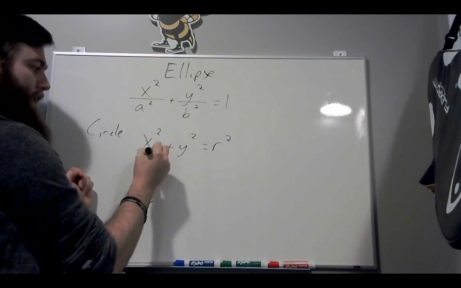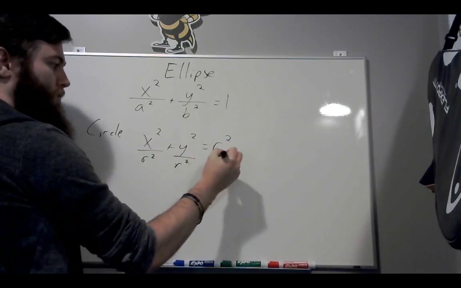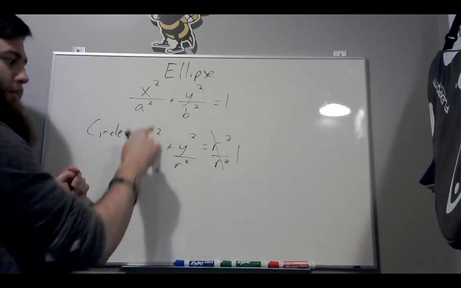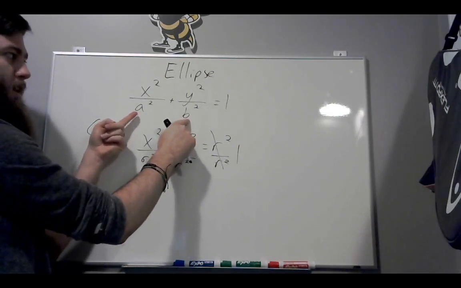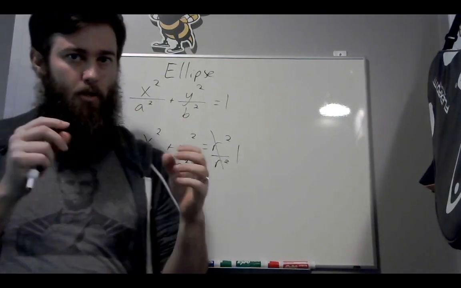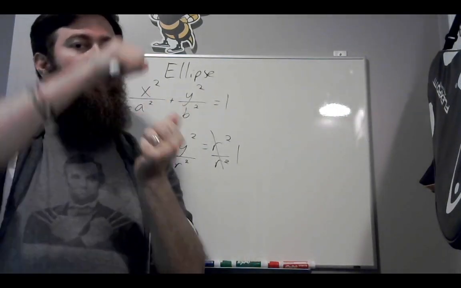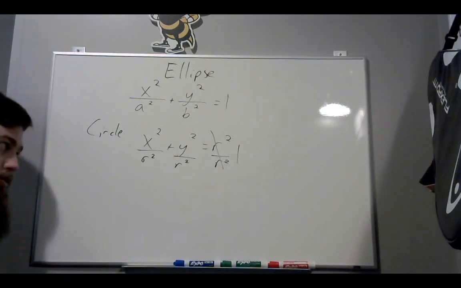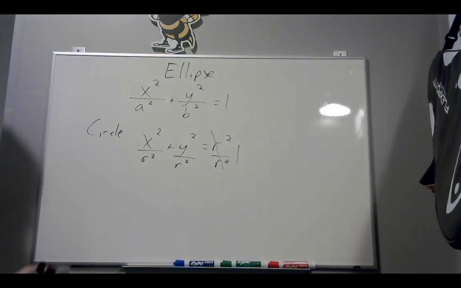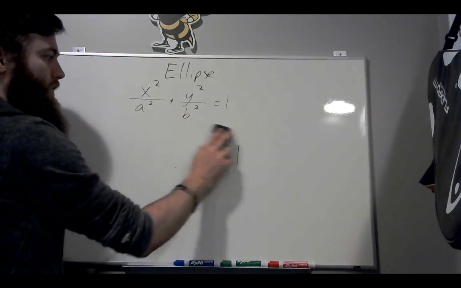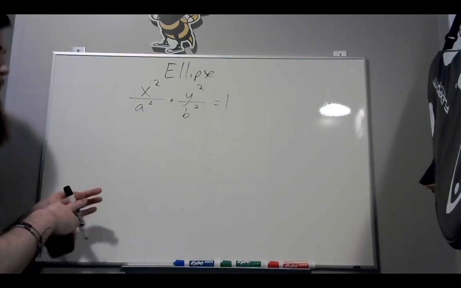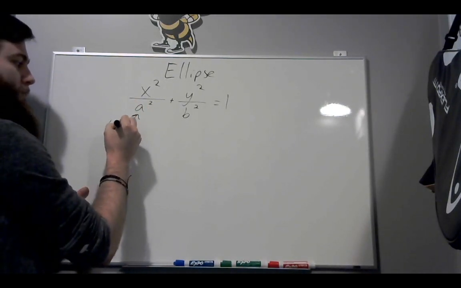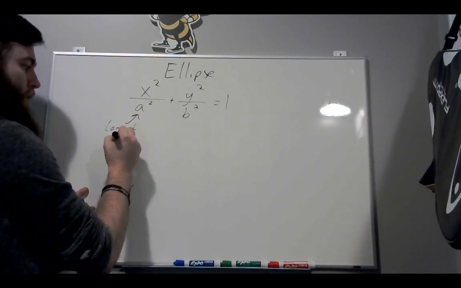If I divide everything by this r squared value, it cancels to 1, giving you the same equation, but these two are going to be different for an ellipse because we want one side to be longer and the other side to be shorter. One thing you need to make a note of is that a squared is always going to be your largest value.